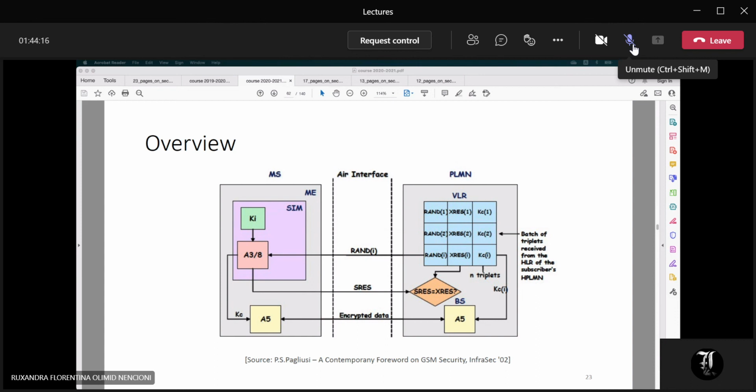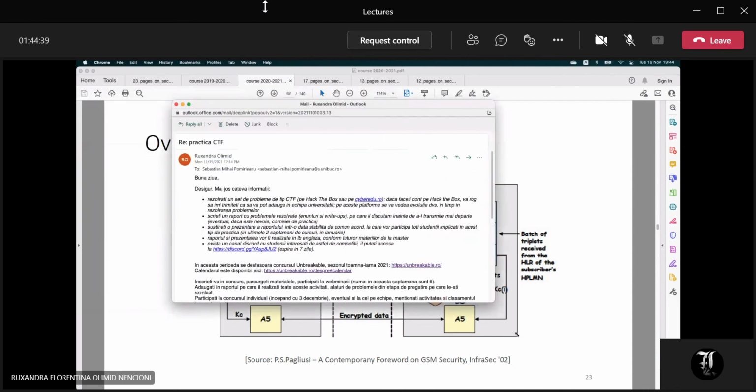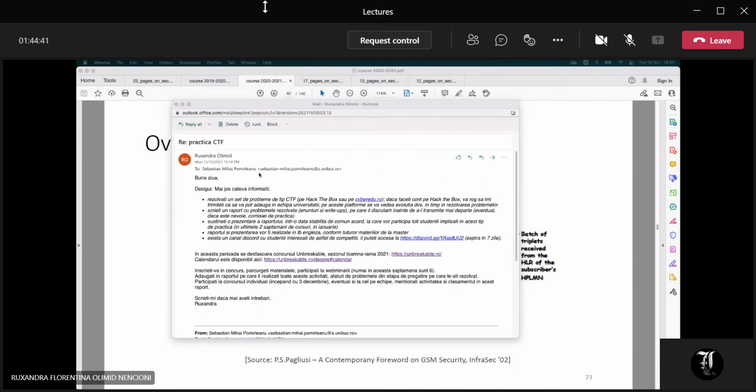The easiest thing to do maybe is to show here what I sent to him. So can I make public your email address that anyway everybody can see from the Teams? Okay. 2 seconds. Okay, so here I replied in Romanian. Okay, so what you need to do, basically, is solve a set of problems, CTF.